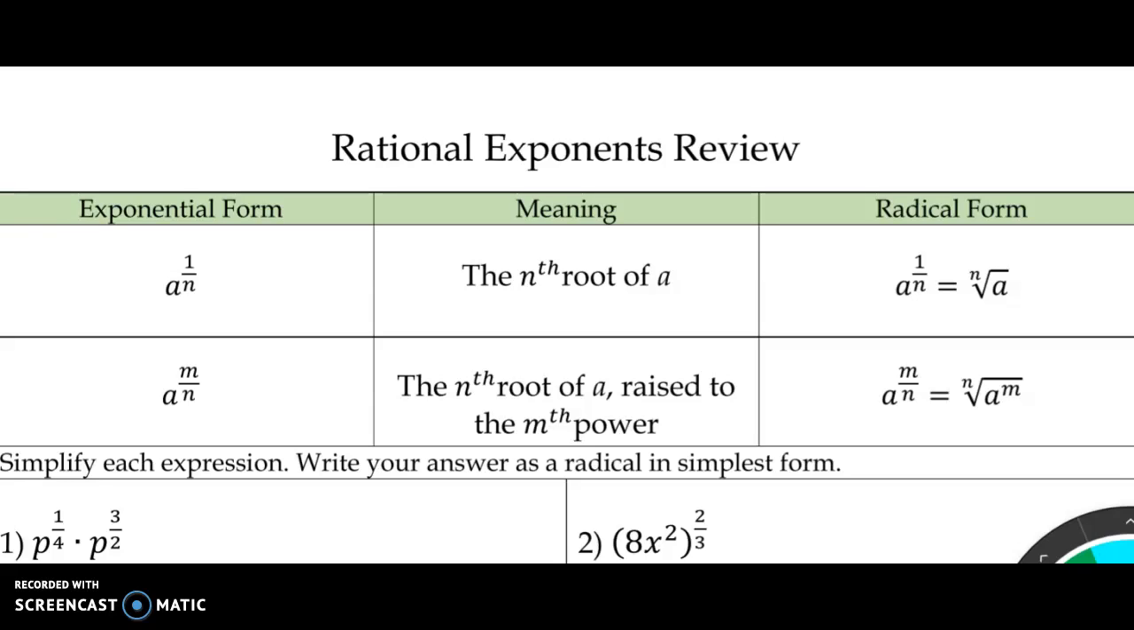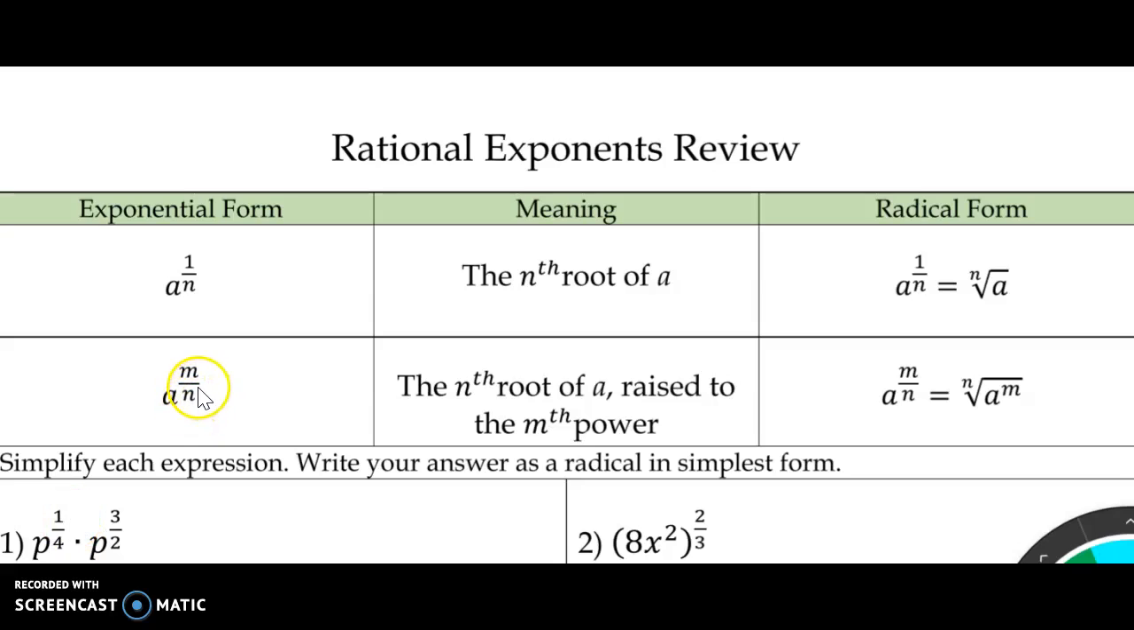So now let's review rational exponents, what you learned in Algebra 2. Exponential form looks like this. We have a raised to the 1 over nth, and this means the nth root of a. In radical form, this looks like this, the nth root of a. So n is our index, and then a, our base, is our radicand, so our value that's underneath the radical.